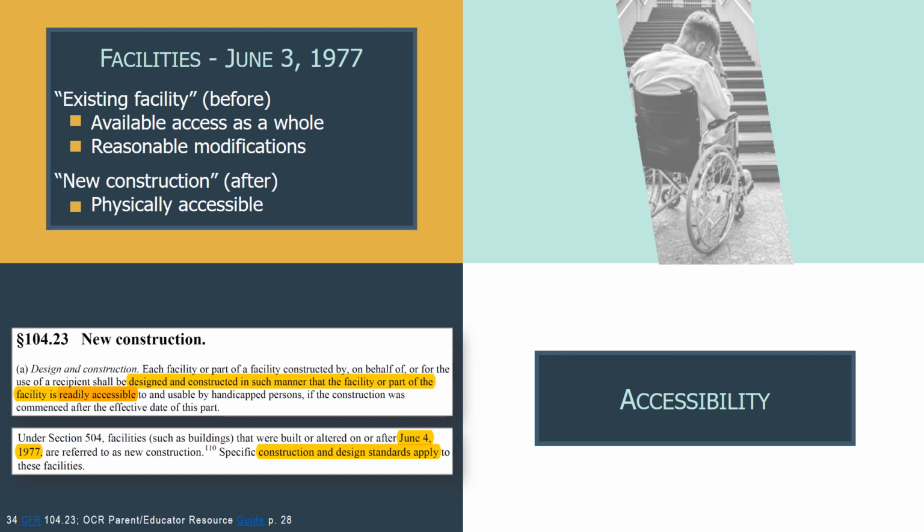If a facility is constructed or altered after the 1977 date, it is called a new construction. In these instances, a readily accessible standard applies, and the facility must be physically accessible. This could include required width of bathroom stalls, how steep a ramp might need to be, and the required height of countertops and tables. Remember, school systems must also comply with Title II of the Americans with Disabilities Act in regards to physical accessibility.